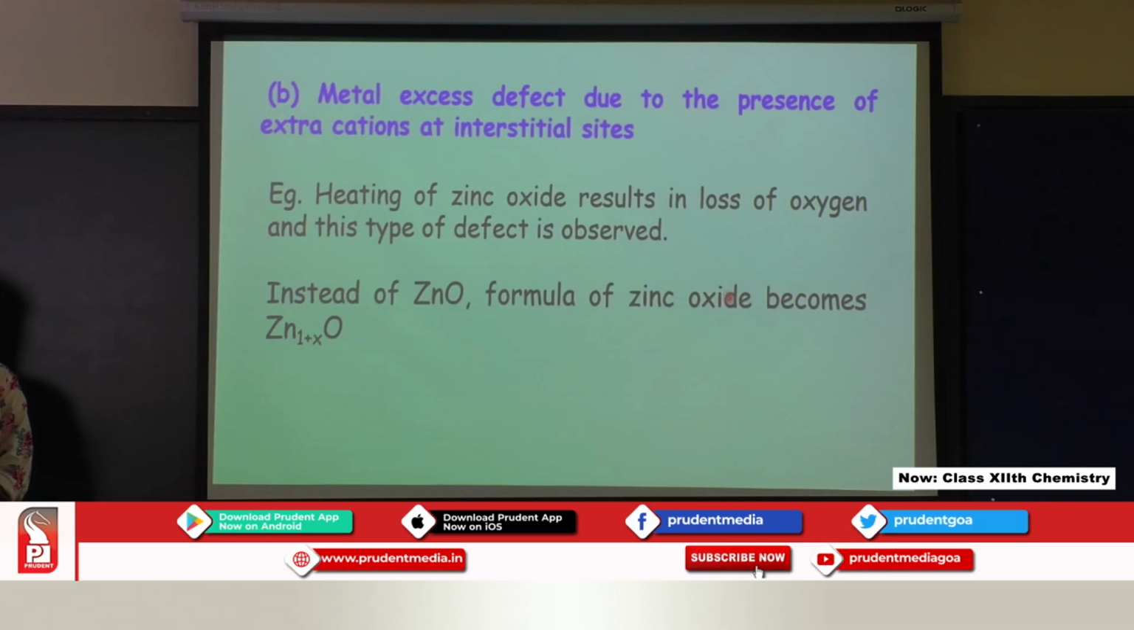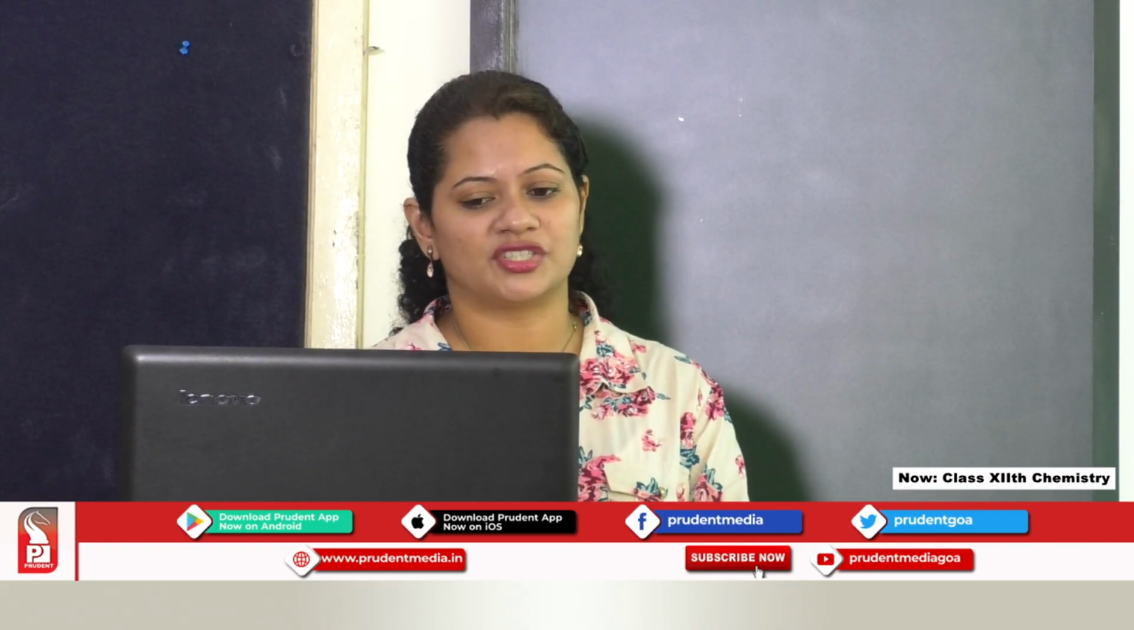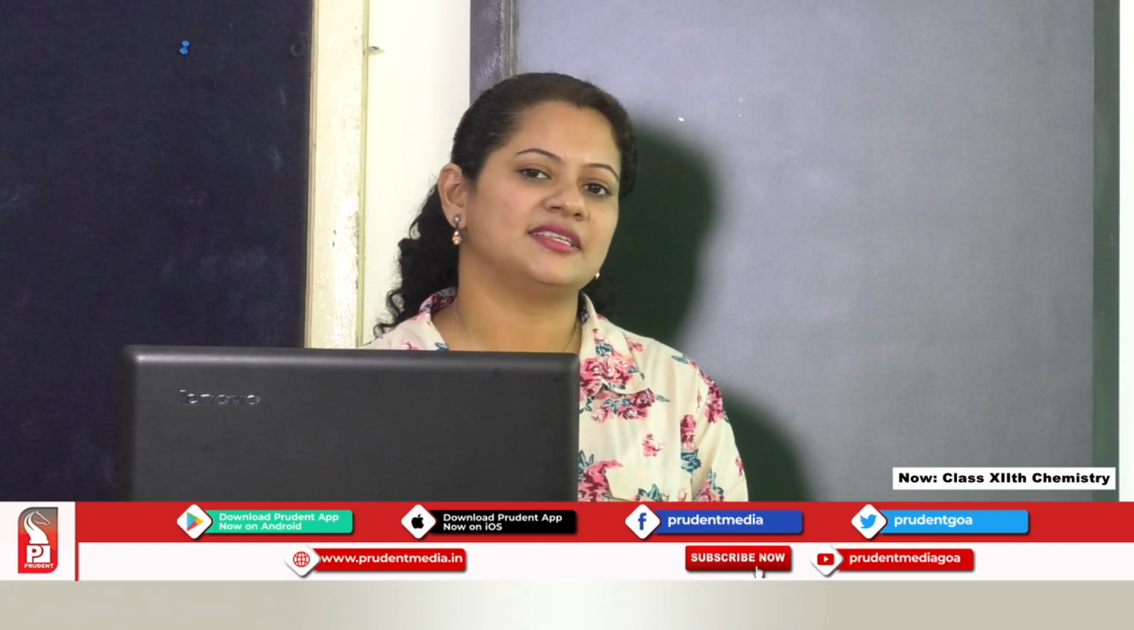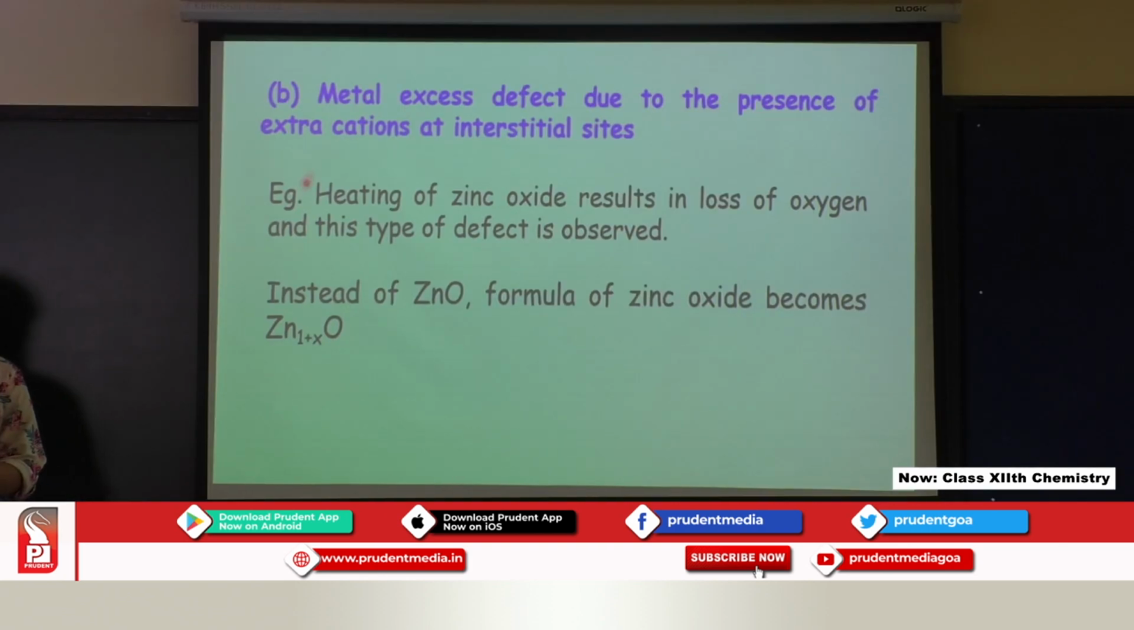We now come to metal excess defect due to the presence of extra cations at interstitial sites. A simple example of the same is zinc oxide, where you know that the ratio of zinc to oxygen should be 1:1. On heating zinc oxide, oxygen is lost and zinc is in excess. Therefore, the formula changes, and instead of being ZnO, that is with zinc and oxygen being in the ratio of 1:1, it now becomes Zn(1+x)O, indicating that the metal, in this example zinc, is in excess.